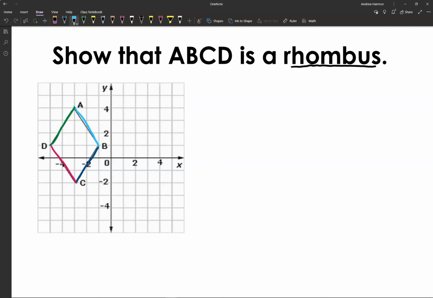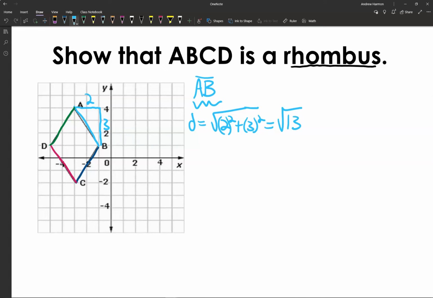So let's look at each side and use Pythagorean theorem to find the distance. So our first side, AB. We're going to make a little triangle here that has a side length of 2 and a side length of 3. So to get our distance, or our length of that, it's going to be the square root of 2 squared plus 3 squared. And that will give us 4 plus 9, or the square root of 13.